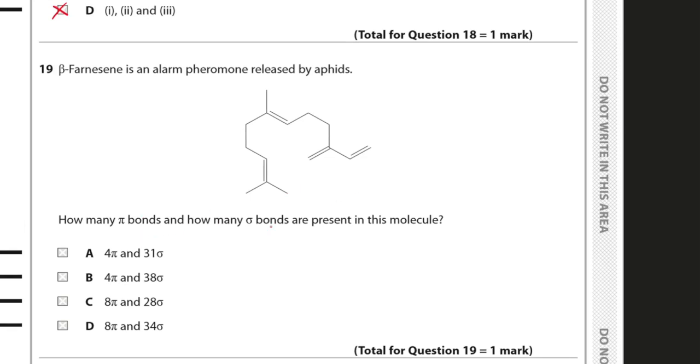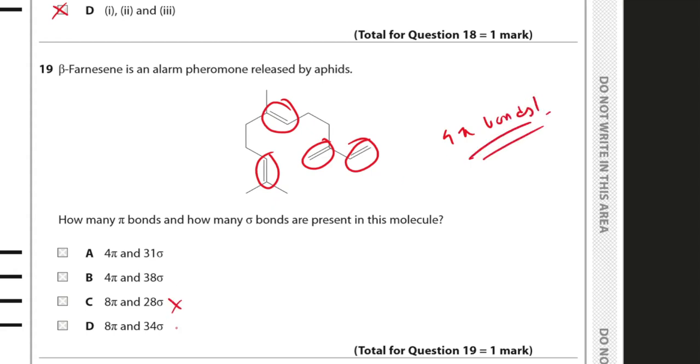How many pi bonds and how many sigma bonds are present in this molecule? Now, each double bond consists of a sigma bond and a pi bond. So if there are four double bonds, we can easily say that there are four pi bonds. That's already decided, so this basically excludes C and D out of our equation. Now if we can just find the number of sigma single bonds, we can easily get our answer.